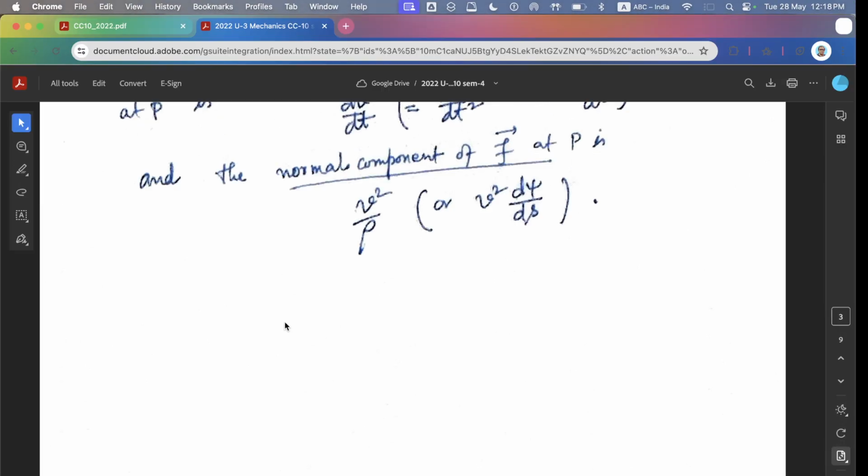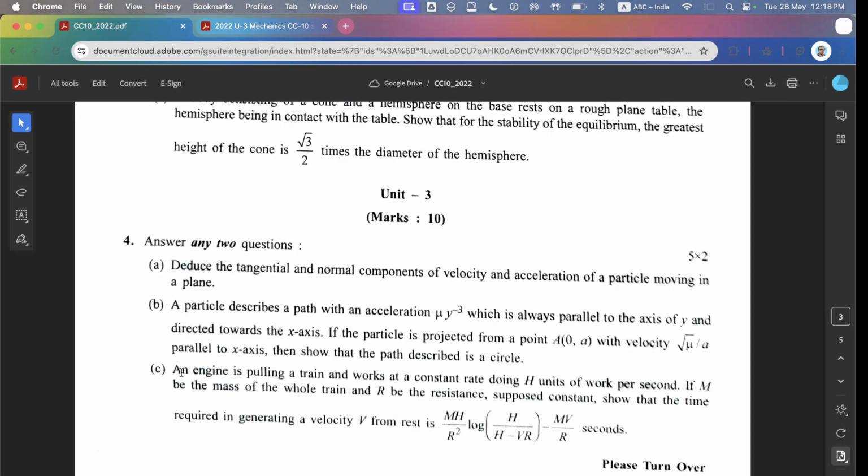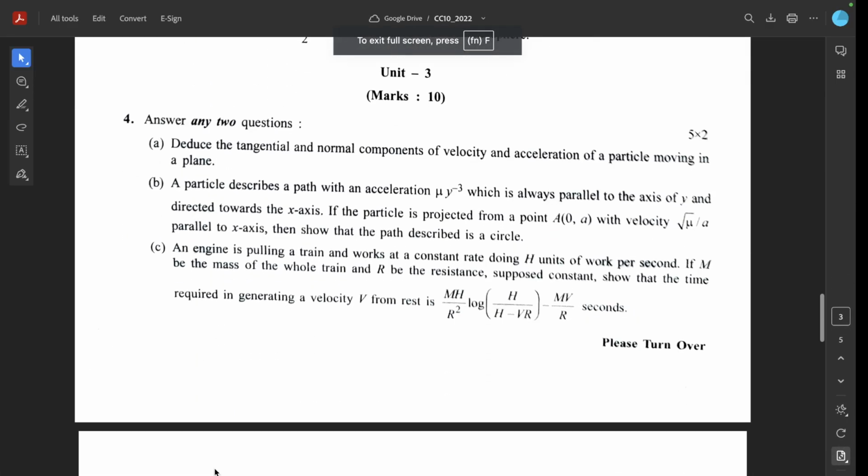Next question, 4b. A particle describes a path with an acceleration mu y to the power minus 3, which is always parallel to the axis of y and directed towards the x-axis. If the particle is projected from a point A with coordinates (0, a) with velocity root mu by a parallel to the x-axis, then show that the path described is a circle.